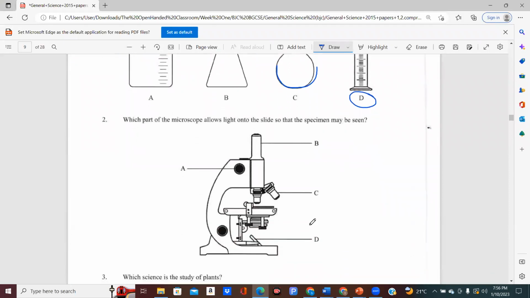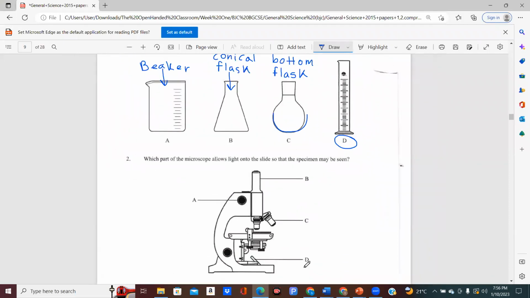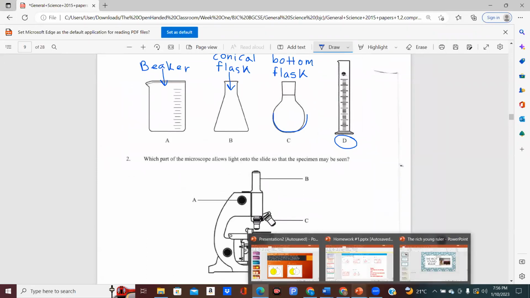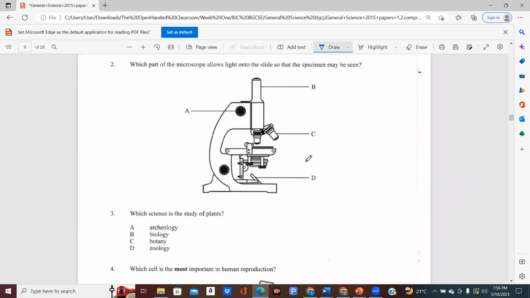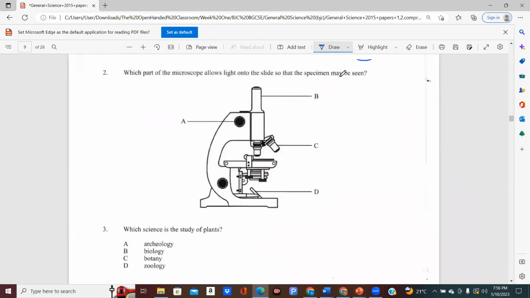All right. What part of the microscope allows light onto the slide so the specimen may be seen? A, B, C, or D? D. Is it? I heard D. Someone said D. Anyone else? I think it's D. All right. Anyone else have any opinion? The part that allows light onto the slide so the specimen could be seen.